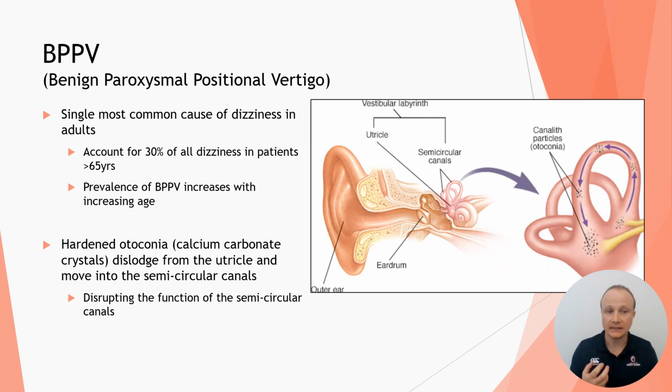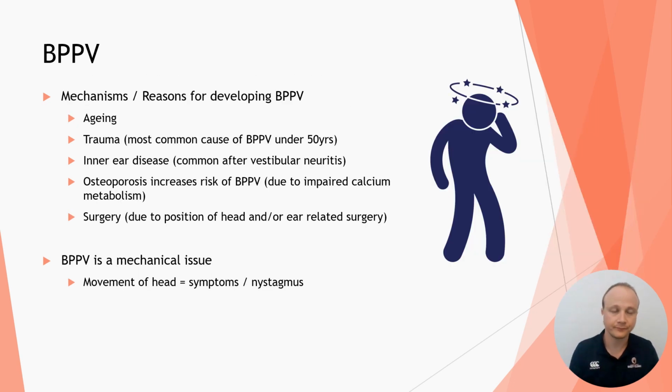It has these hardened otoconia, or calcium carbonate crystals. Again, most people just call them crystals, which dislodge from our utricle, that accelerometer part, and fall into one, or sometimes multiple, of our semicircular canals. If we want to use that analogy, we've got some debris fall into our spirit levels, which means our spirit levels aren't giving us an accurate and reliable message anymore. Essentially it's disrupting the function of our semicircular canals.